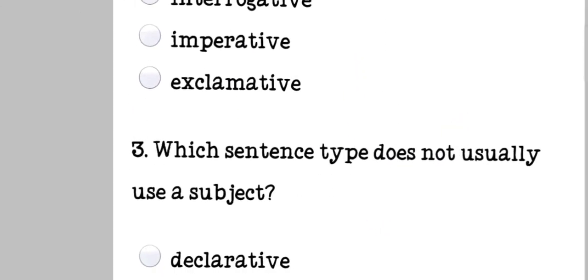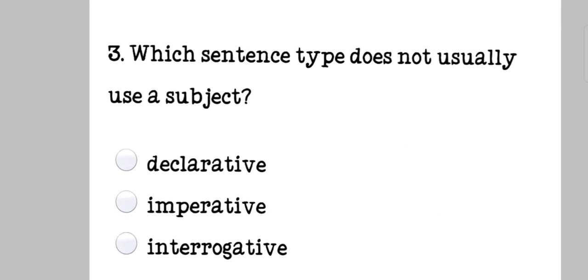Now come to the third. Which sentence type does not usually use a subject? Options are there: declarative, imperative, and interrogative. Of course, imperative sentence.